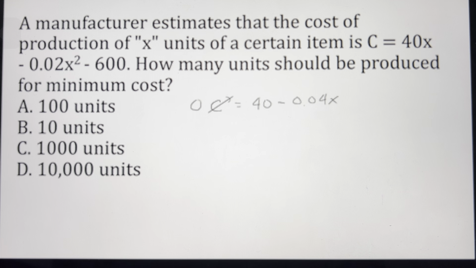And the first derivative must be equal to 0. So 0.04x is equal to 40. Dividing both sides by 0.04, and that will be x equals 1000.